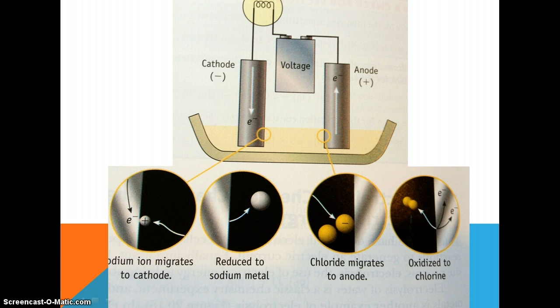Here's a picture of the NaCl molten salt electrolysis. As you can see, the positively charged sodium ion moves to the cathode, where it is reduced to sodium metal, and the negative chloride ion migrates to the anode, where it is oxidized to chlorine. There is also a battery connected to this, which provides the voltage or the potential energy needed to perform this reaction.